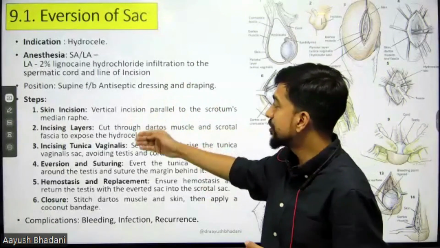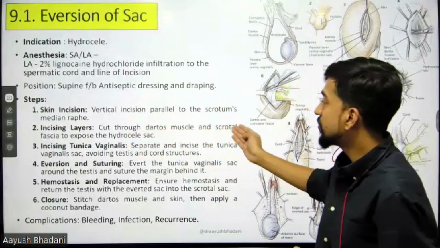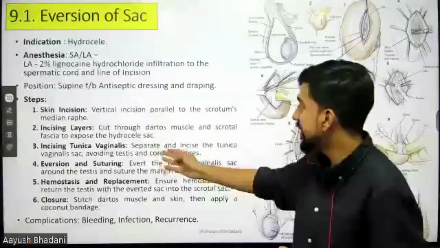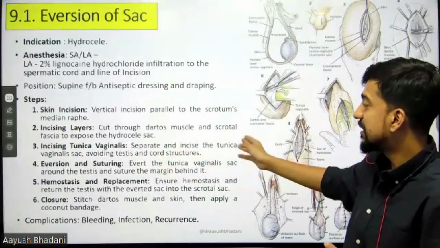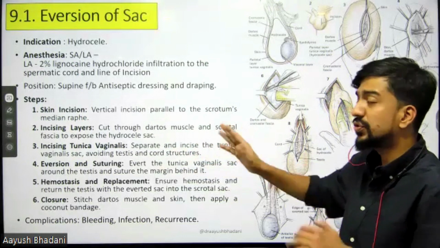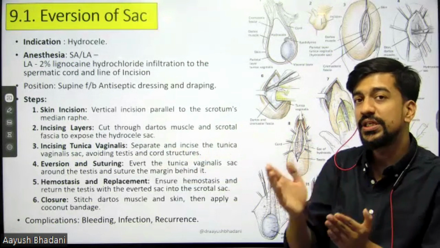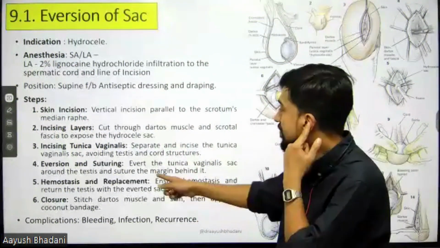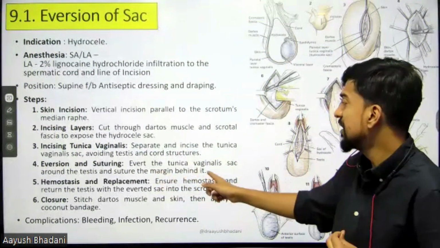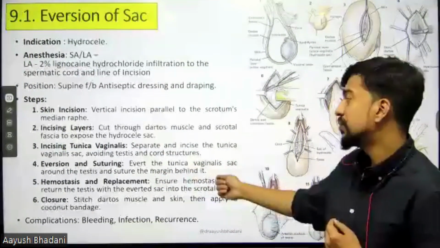Then we do the skin incision, incise the layers, cut to the dartos and scrotal fascia, then incise the tunica vaginalis. We separate and incise the vaginalis sac, avoiding the testis and cord structures. So we make sure that we don't cut or injure the testis or the cord structures. Then we evert the tunica vaginalis, suture it back, and then we do hemostasis.